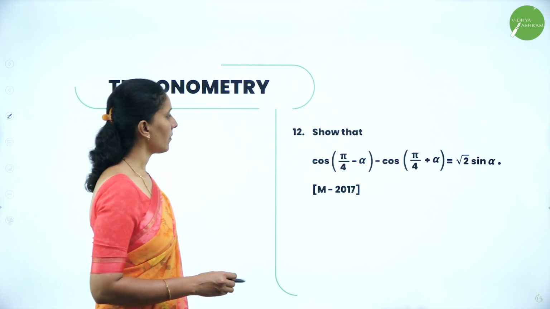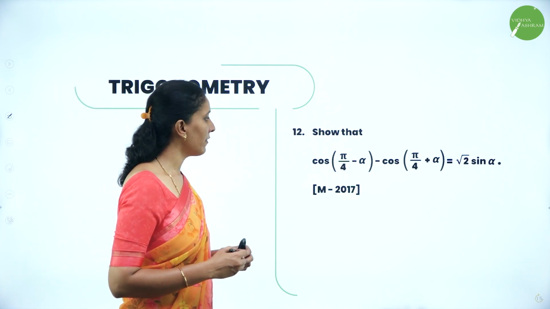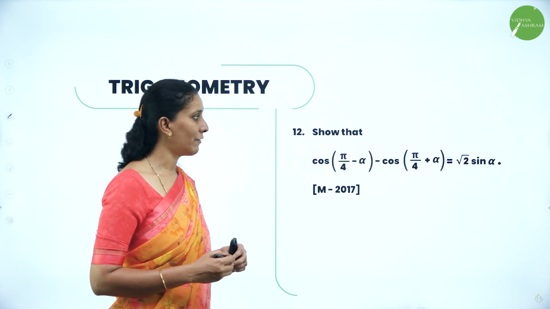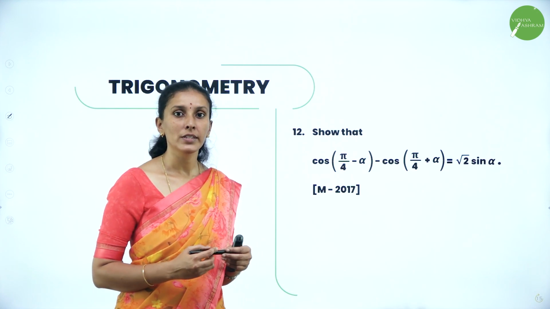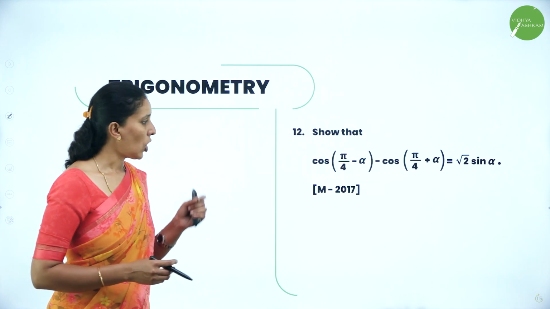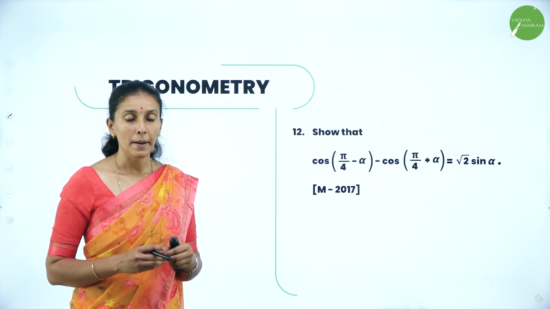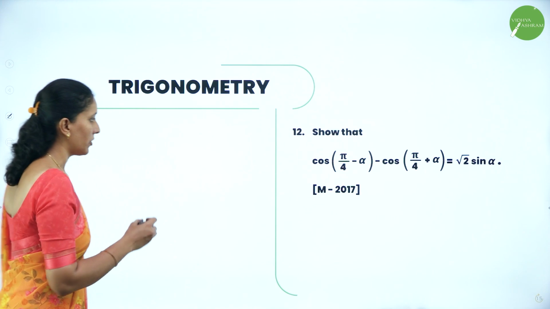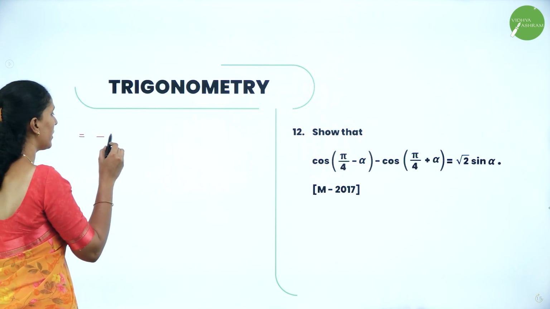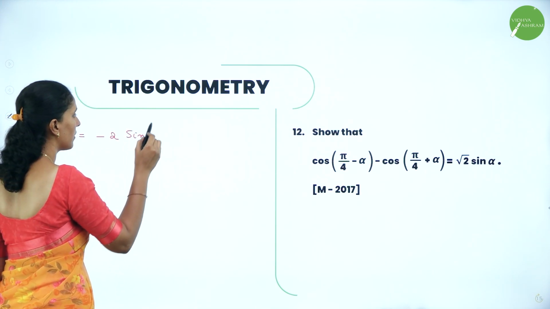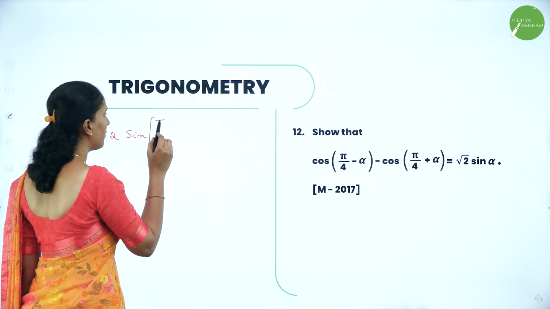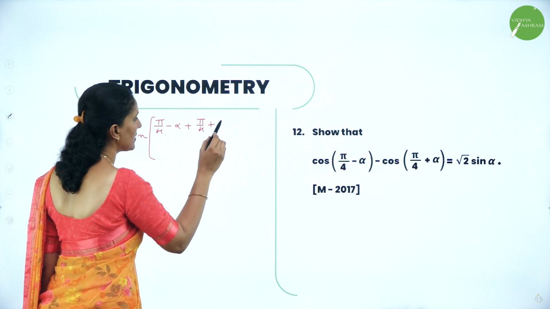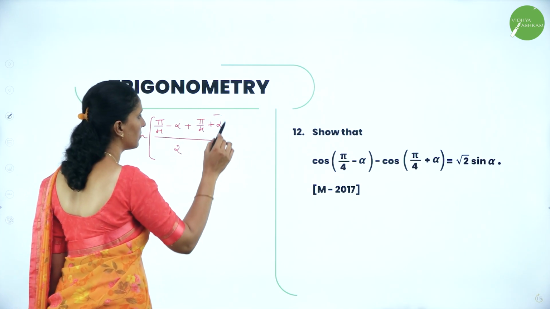Next. Show that cos(pi by 4 minus alpha) minus cos(pi by 4 plus alpha) is equal to root 2 sin alpha. So we know that cos C minus cos D can be written as minus 2 sin((A plus B) by 2) sin((A minus B) by 2). So using this property I can write it as minus 2 sin((pi by 4 minus alpha plus pi by 4 plus alpha) divided by 2).